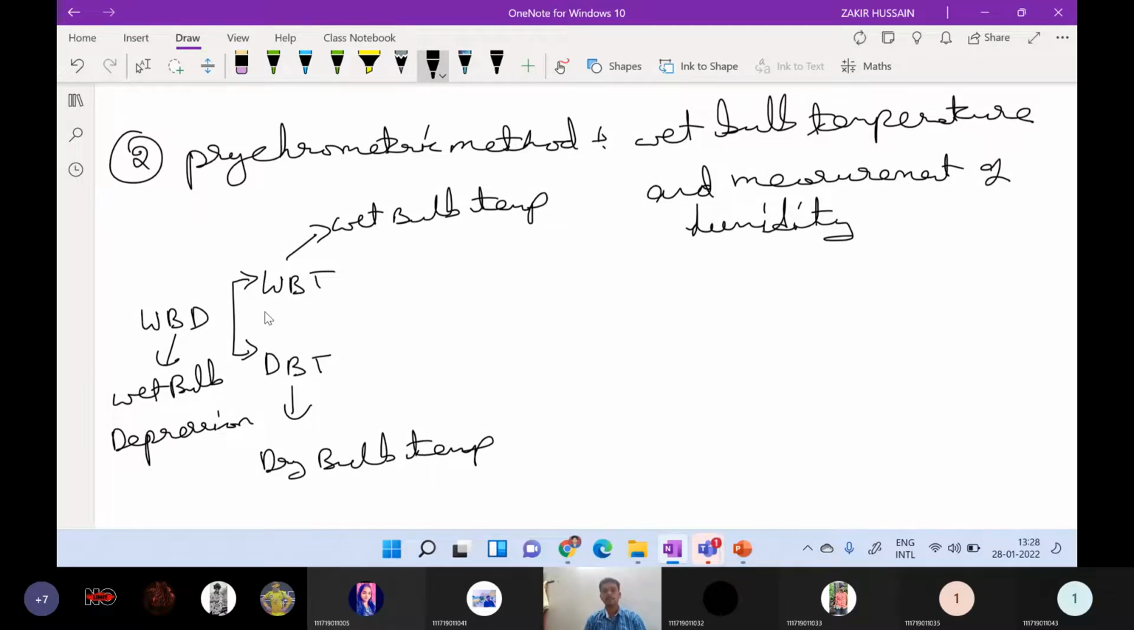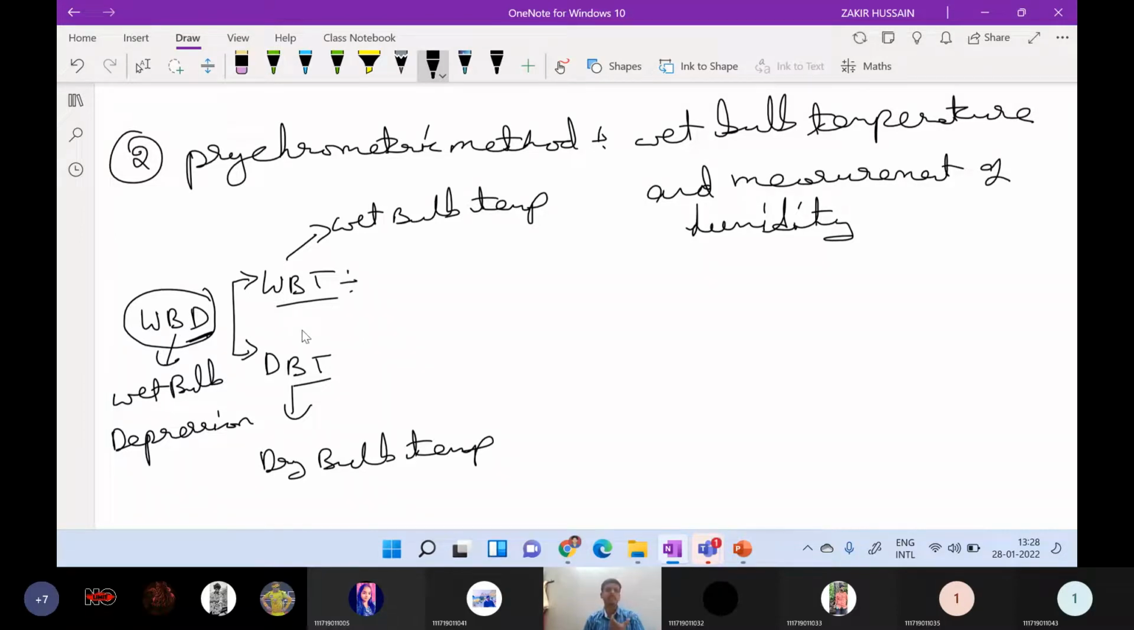So the difference between the wet bulb temperature and dry bulb temperature is called wet bulb depression. If you know this wet bulb depression, you can easily calculate the relative humidity using the humidity charts or humidity tables. So first, let us define what is wet bulb temperature.